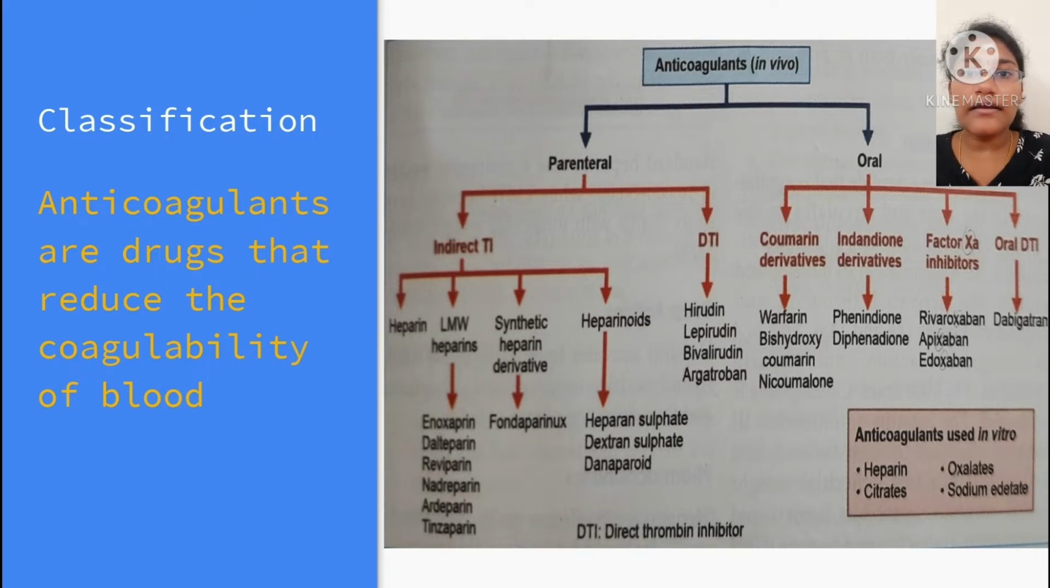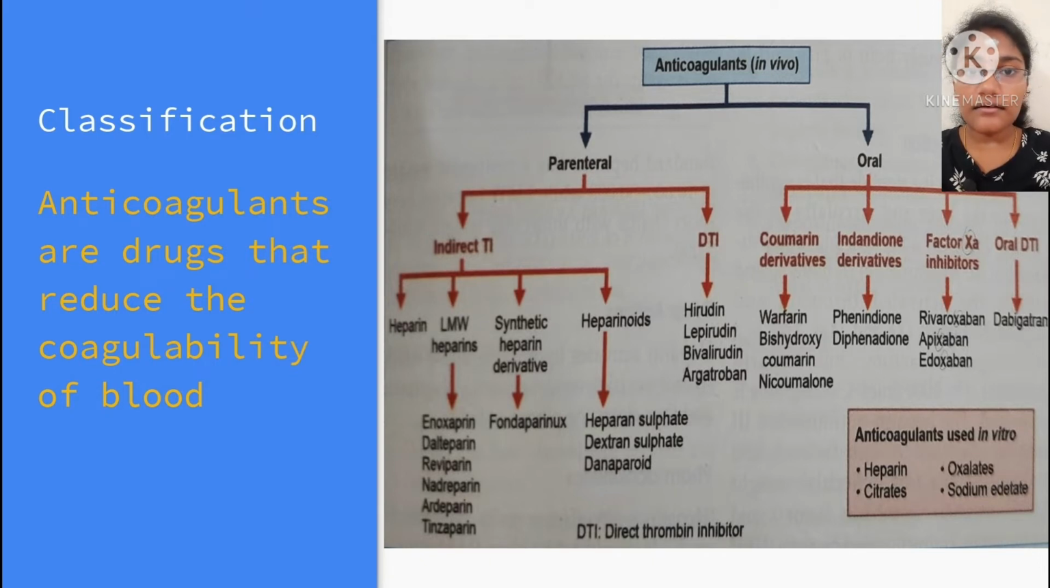Going to the parenteral classification, parenteral anticoagulants are further divided into direct thrombin inhibitors and indirect thrombin inhibitors. Direct thrombin inhibitor examples are hirudin, lepirudin, etc. Indirect thrombin inhibitors are what we are going to be seeing mainly today. They are further classified into heparin, low molecular weight heparin, heparinoids, and synthetic heparins.